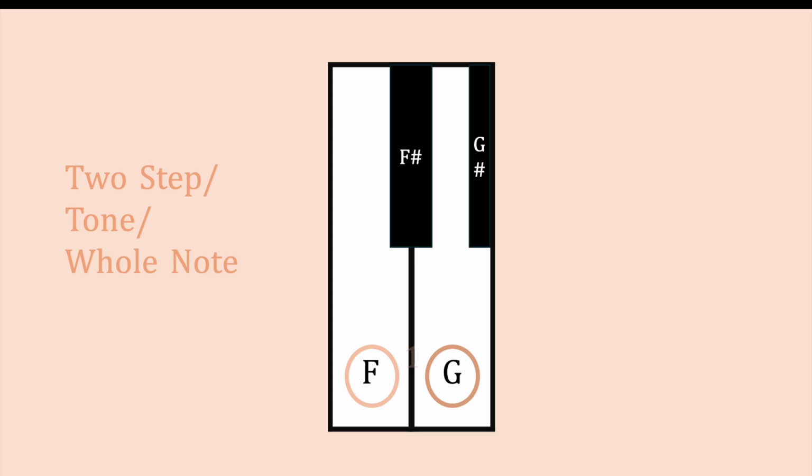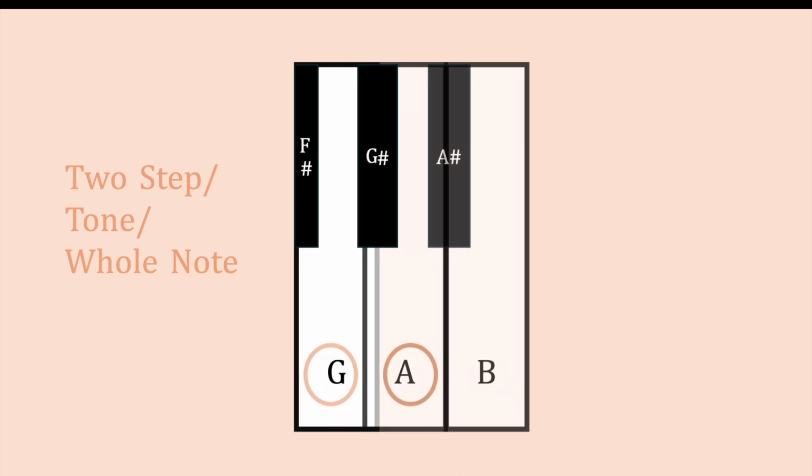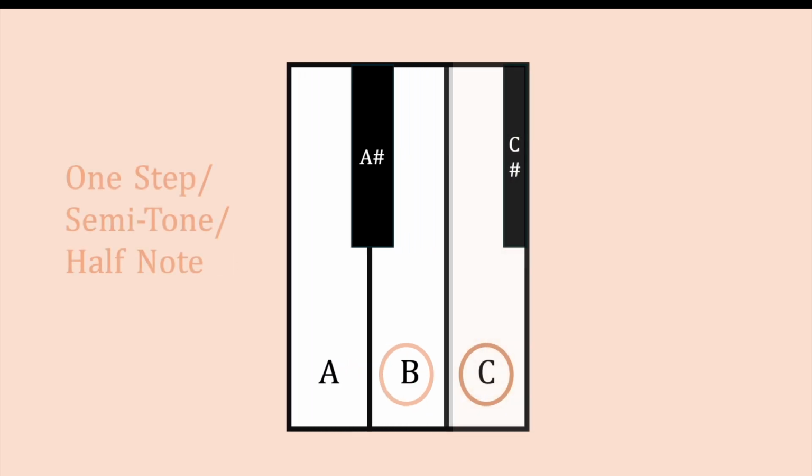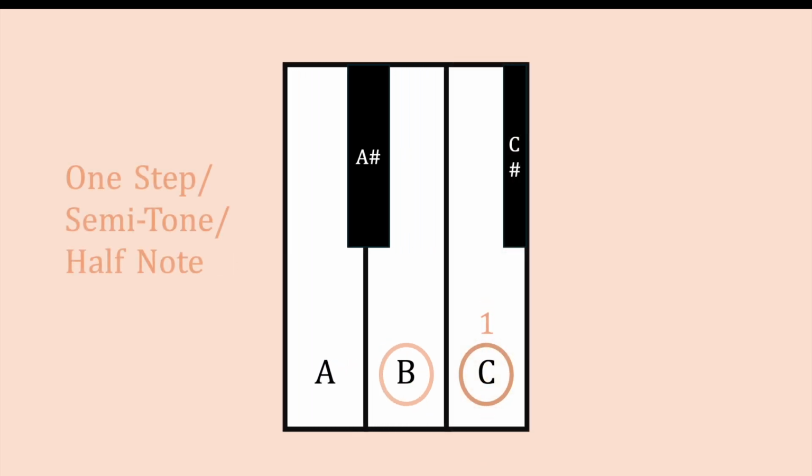So we would skip F sharp and move to G. From G, we would skip G sharp and move to A. We would move from A, skip A sharp and move to B. And then finally for the semitone, we would move from B to C. In the comments, can you give me an example of what D major would be?